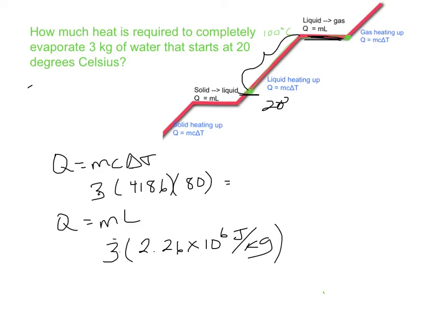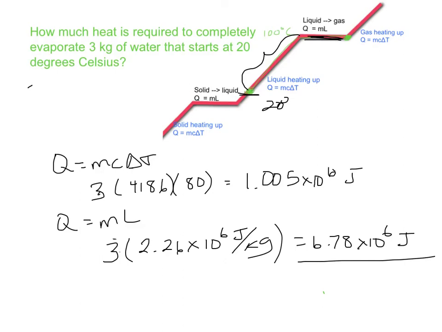Okay, so we get our 2 heats, and we get 1.005 times 10 to the 6 joules. That didn't show up very well. That's a 6. And we get 6.78 times 10 to the 6 joules. So to get the total amount of heat, we just add those two together. And we get 7.78, pretty much 7.79 times 10 to the 6 joules.